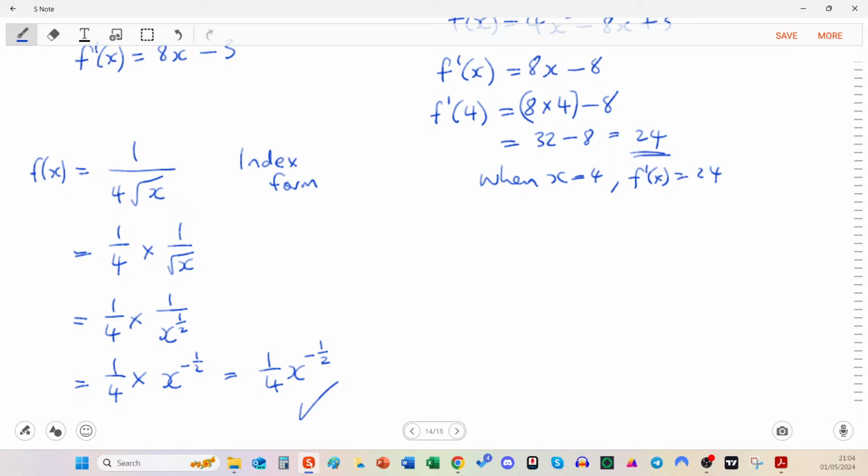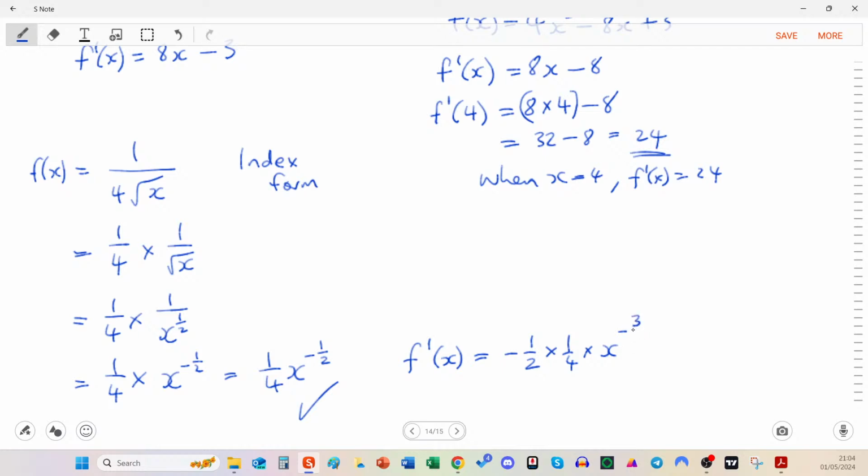Okay, so now if we're told to find the derivative, we can totally do this. So we're going to be multiplying by -1/2 down the front and keeping that 1/4 and times by x to the -1/2. Nope, we're going to take away 2/2. So it's going to be -3/2.